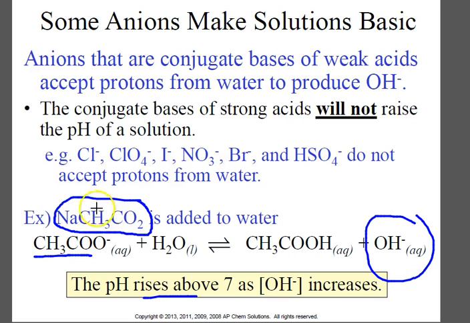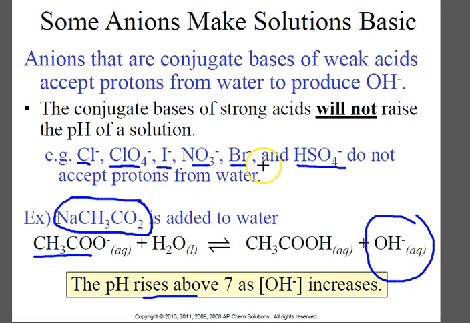So some anions, negatively charged things, could make the solution basic if they are the conjugates of a weak acid. If they are the conjugates of a strong acid, like chloride comes from HCl, perchlorate comes from perchloric acid, these all come from strong acids.